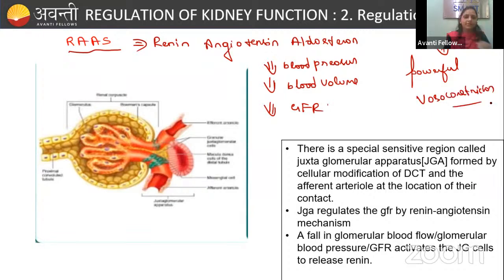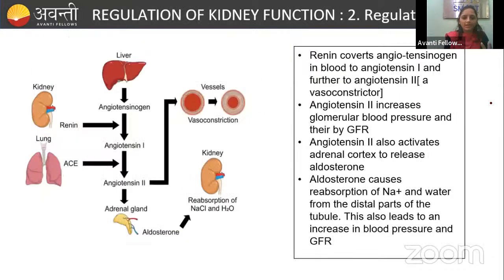How is it going to be activated? Let us see, guys, here. The liver produces one of the enzymes that we call angiotensinogen. Remember, guys, whenever "gen" is there, it is inactive. From the kidney, renin is produced by the juxtaglomerular cells. The renin activates the angiotensinogen released from the liver to angiotensin 1.